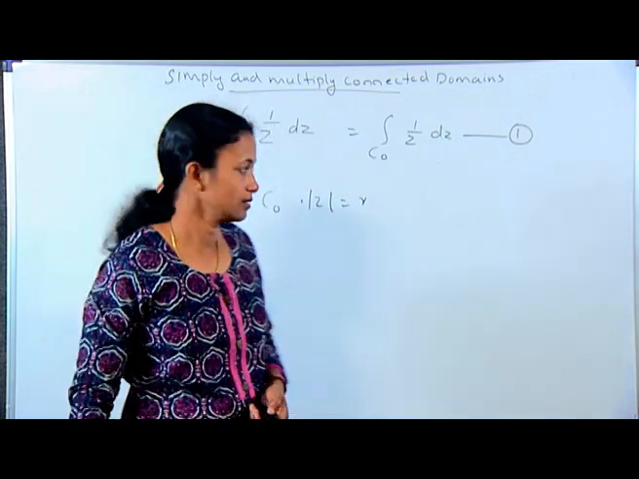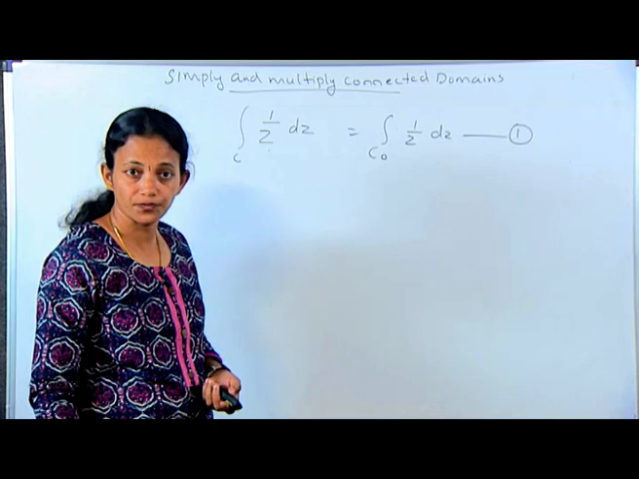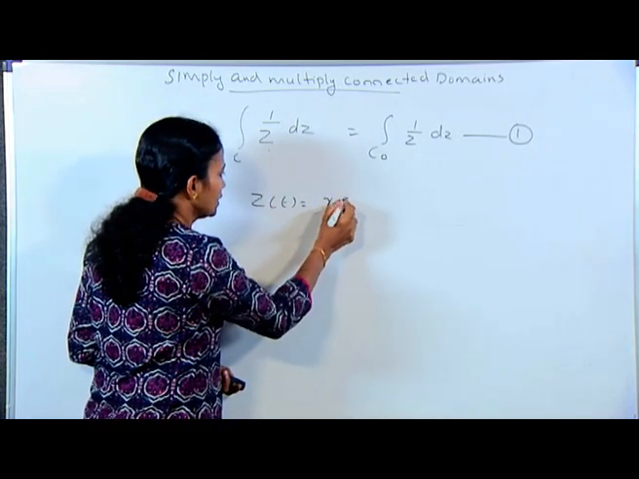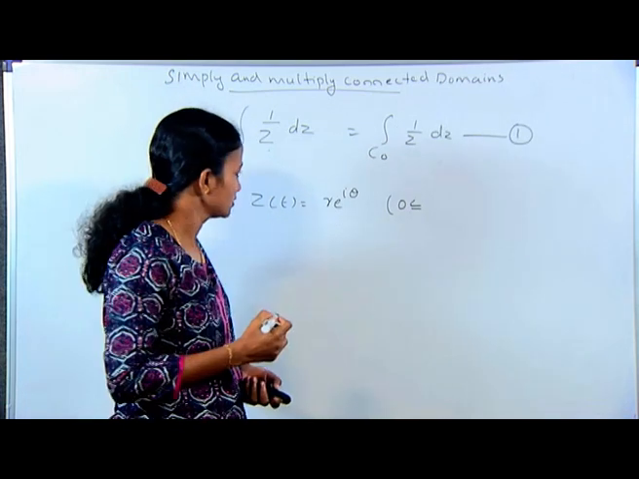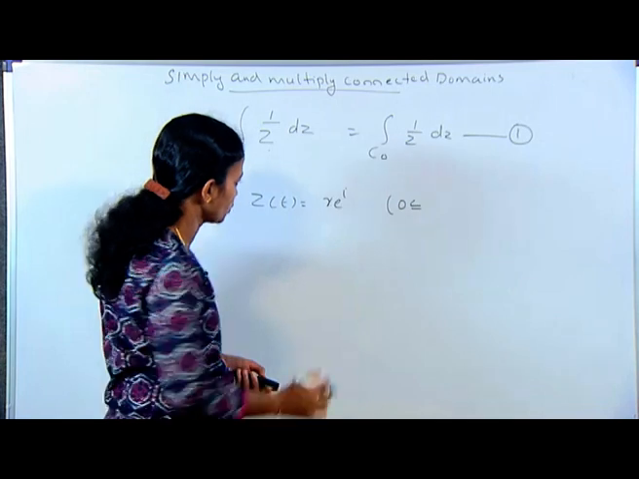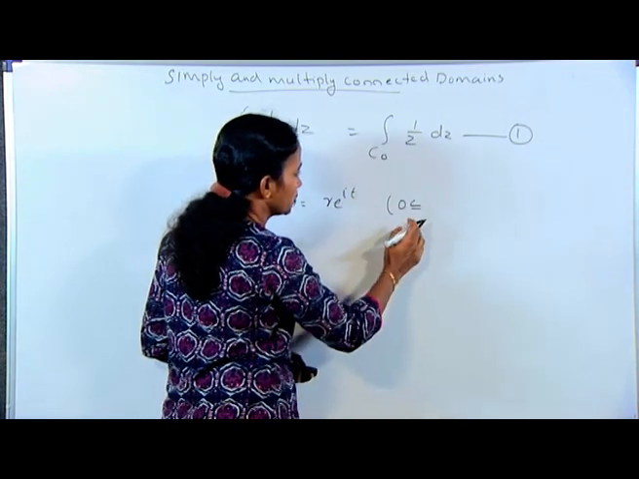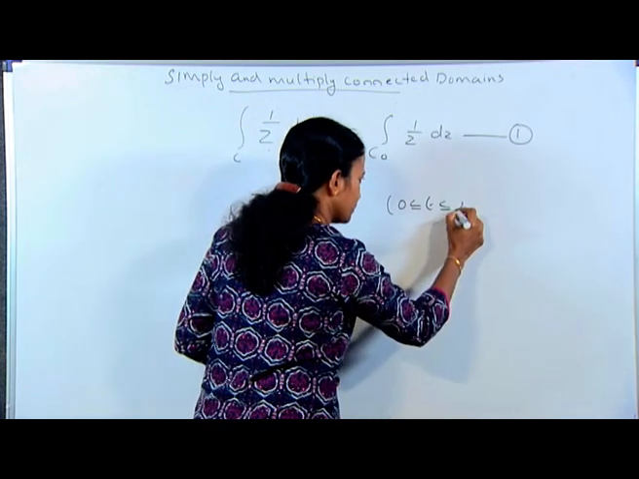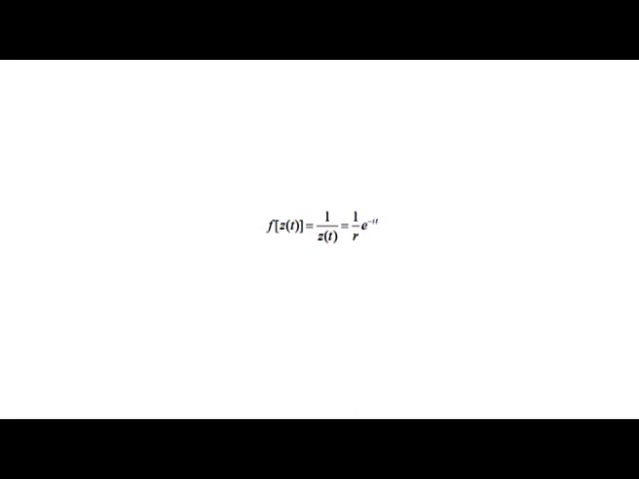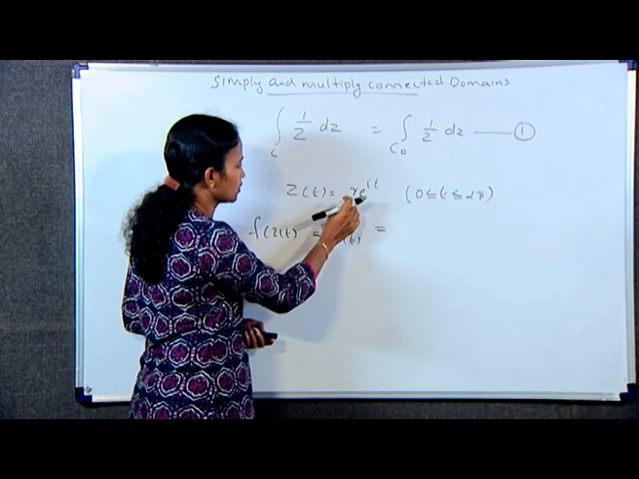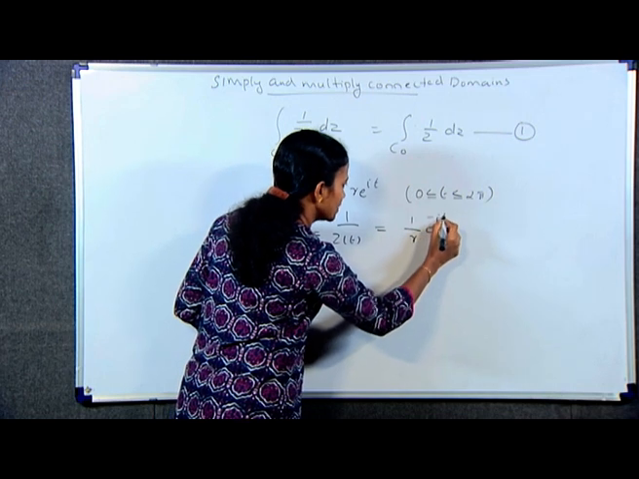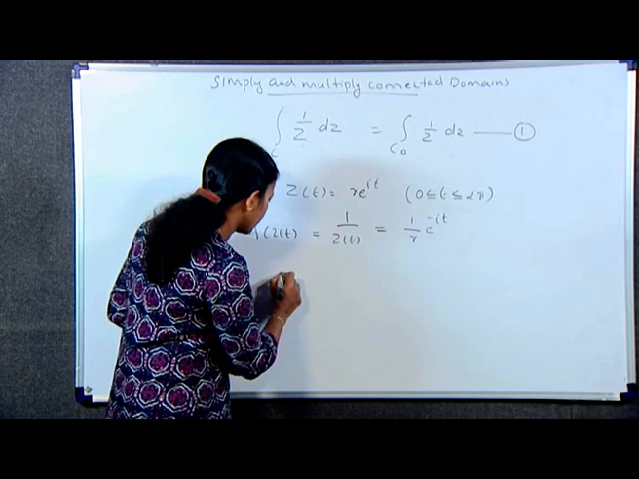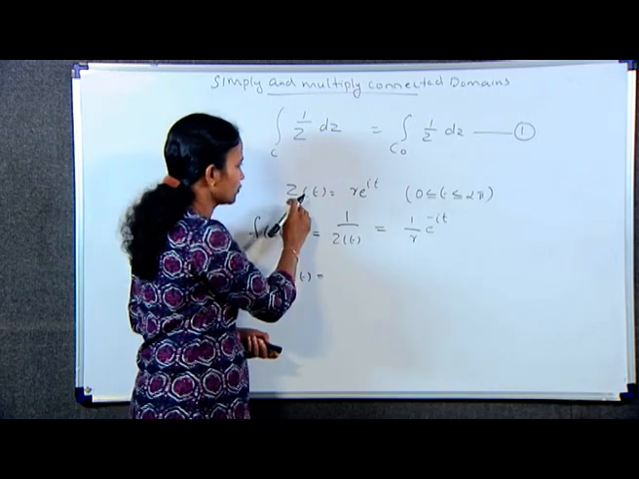C0 can be represented by z of t is equal to r e raised to i t, where t varies between 0 less than or equal to t less than or equal to 2 pi. Then f of z of t is equal to 1 by z of t. Here we have z of t equal to r e raised to i t, so 1 by z of t is equal to 1 by r into e raised to minus i t.